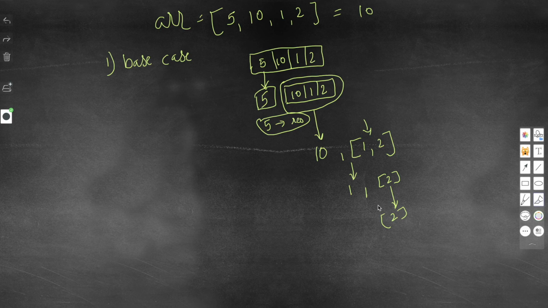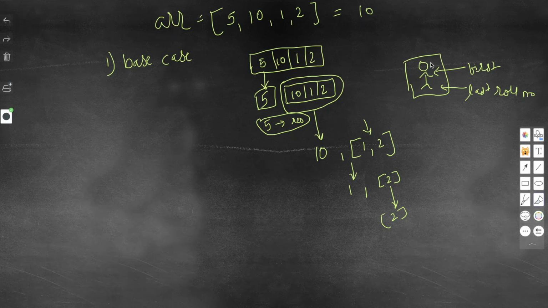What this means, let's suppose you are in a class where only one student is there. He is the first roll number and he is the last roll number. If someone asks who is the first roll number in the class, he will tell me. If someone asks who is the last roll number in the class, he will tell me.